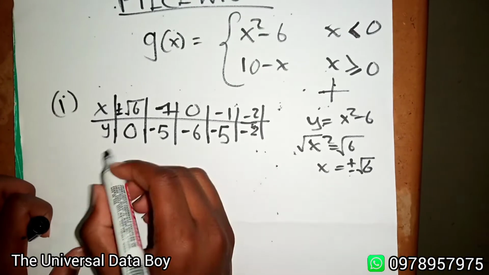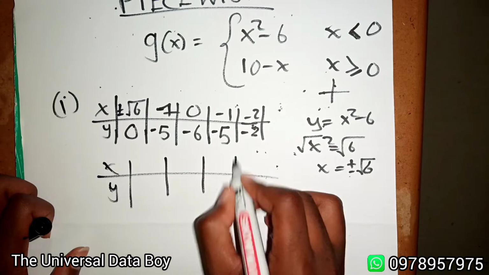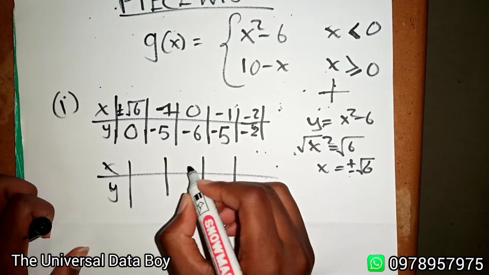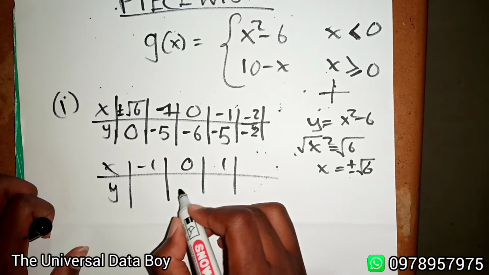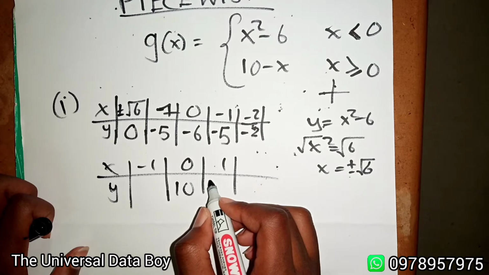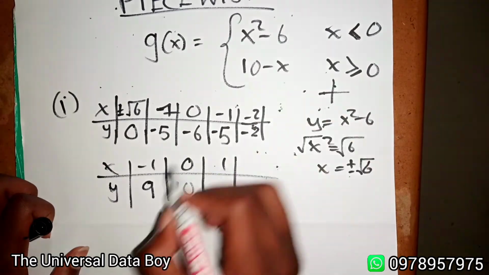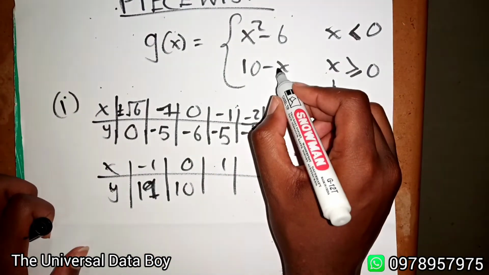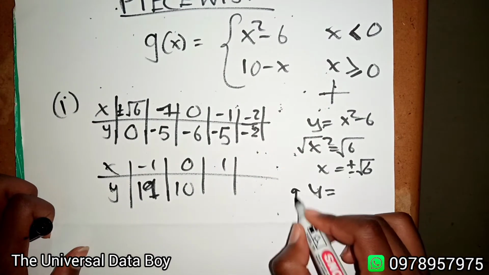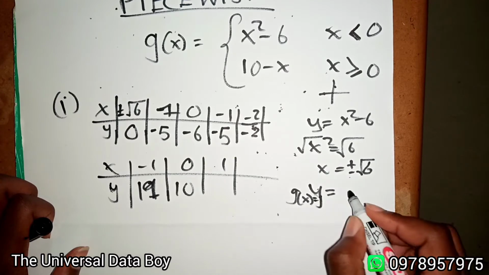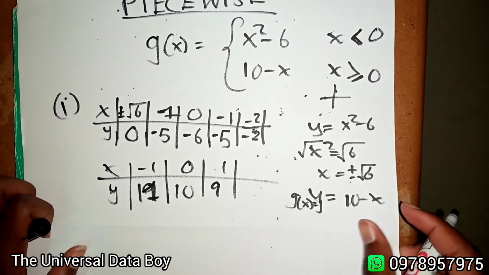Then for the other one, x, y, I think for this one you can choose even 3. So we have our 0, -1, then 1. When x is 0, y is 10. When x is -1, y will be 11, because this negative here will turn into a positive. So y, which is g of x, is equal to 10 minus x. When x is -1, this one is 11. When x is 1, this one will be 9.